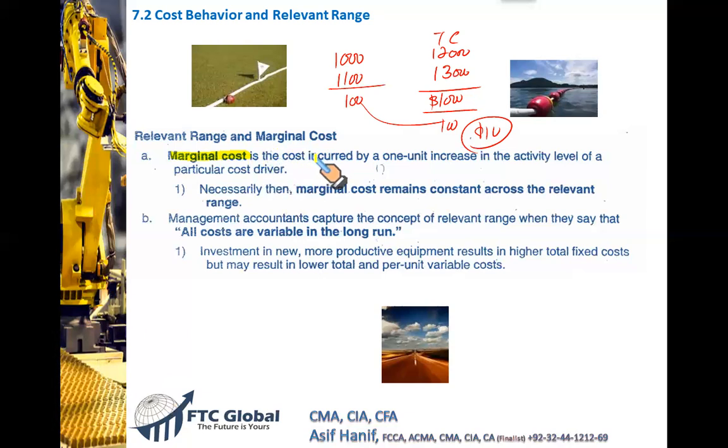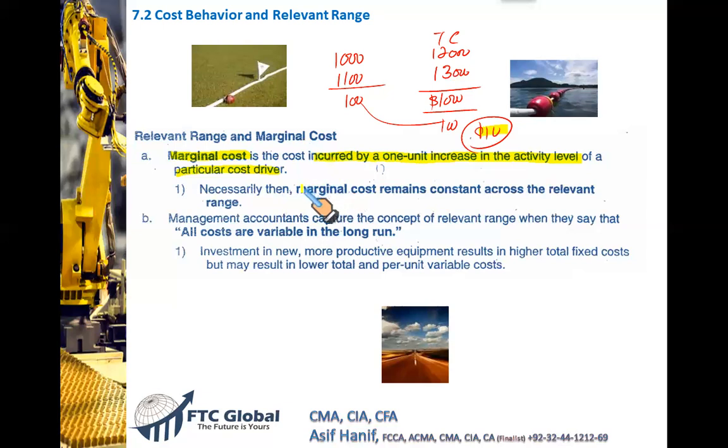So marginal cost is the cost incurred by a one unit increase in the activity level of a particular cost driver. Right here, we have the number of units produced. So each unit you produce beyond 1,000 costs you $10 per unit. So marginal cost is also called the additional cost. This concept is highly testable on your Section C, CM Part 2, decision analysis. So right now, just remember that marginal cost is the additional cost on a per unit basis.